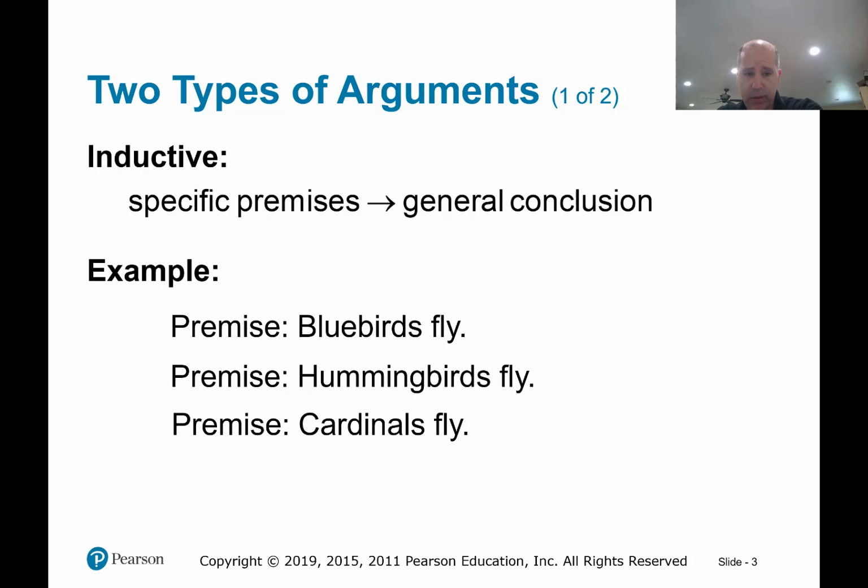So what's the conclusion? All birds fly. So that is an example of an inductive argument. Now, is it true that all birds fly? No. Ostriches come to mind. Emus come to mind. Dodo bird? I think they're extinct, but I don't think they flew either. But anyway, you get the point. But this is an example of an inductive argument nonetheless.